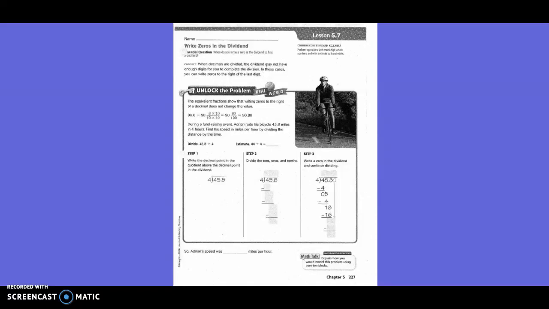Fifth grade, chapter 5, lesson 7. Write zeros in the dividend. When do you write a zero in the dividend to find a quotient?